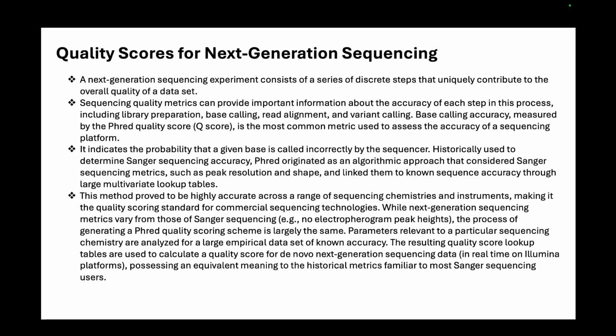So the quality score is basically giving you a probabilistic value. This is the probability that the sequencer has called this base incorrectly, or the base caller has identified this signal incorrectly and assigned an incorrect base to this signal.